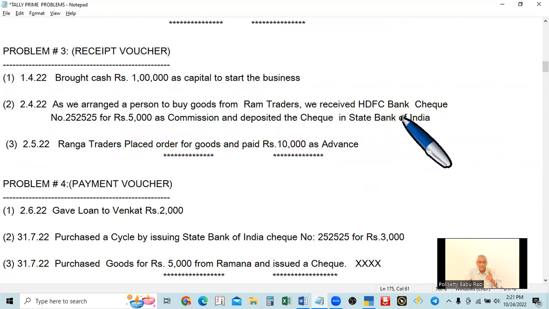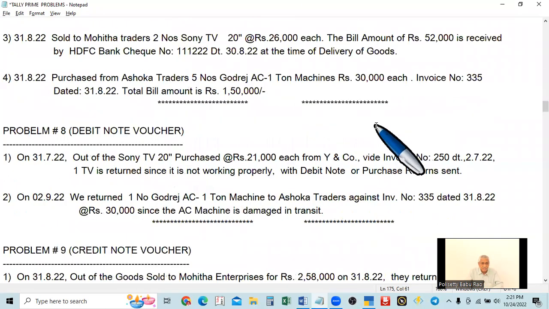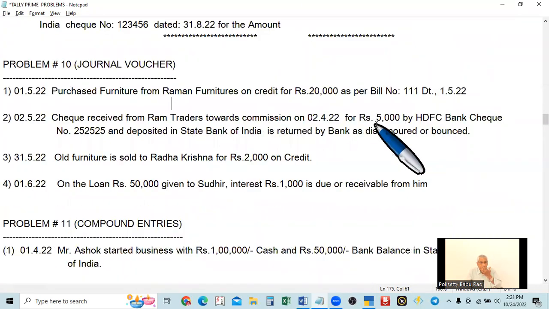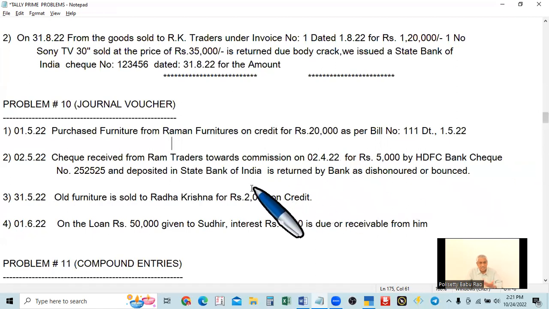So we received that. Now what happened? Now that check, which was deposited in State Bank of India, is returned by the bank as dishonored or bounced. That is, the payment is not received by the bank. It is returned by the other bank, that is, from HDFC Bank. Our bank will send it to that bank for money, and that bank will pay the money. But here, that bank returned the check without payment. That is called bounced or dishonored.